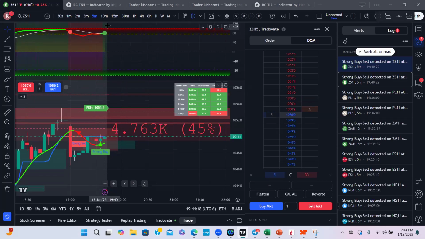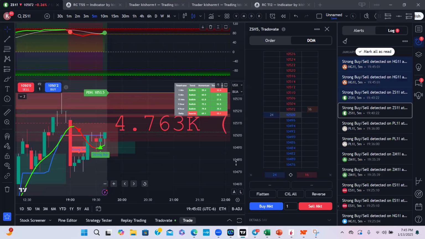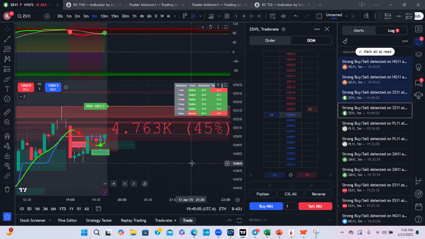First reason is it is already overbought, so it is already close to the top. Second is we have a huge resistance, huge sell order. So big companies are trying to sell here. So it may go a little bit up and then drop. So that's why we should not enter such type of buy signals.